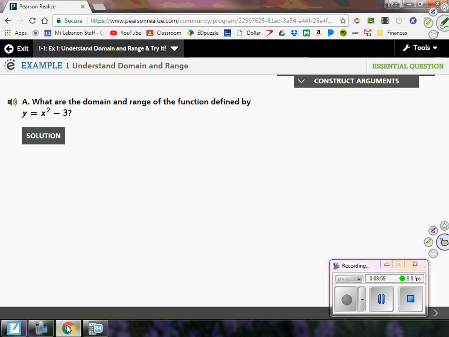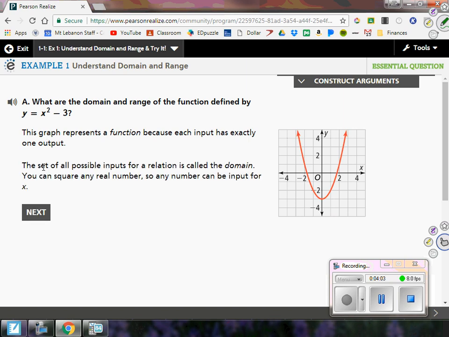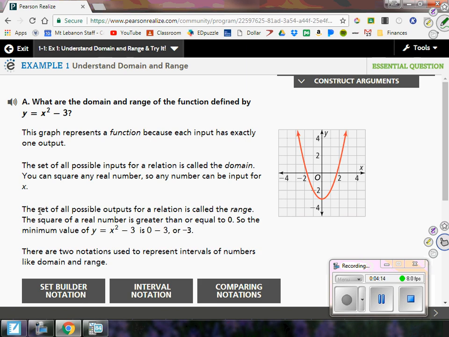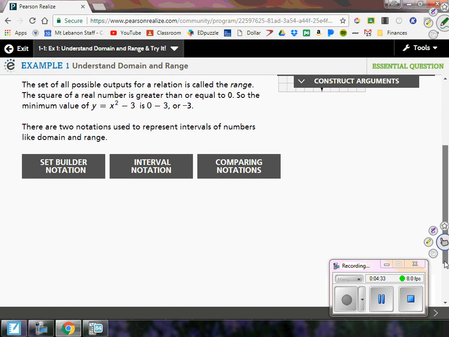So let's go back to our problem here, and let me click on the solution. There's the graph. It talks a little bit about the domain. You can square any real number, so any number can be the input for x. The set of all possible outputs is known as the range. It looks like here the minimum value is -3. So what we want to do is think about some ways that we can tell the teacher, the reader, whoever is doing this, what the domain and range are.